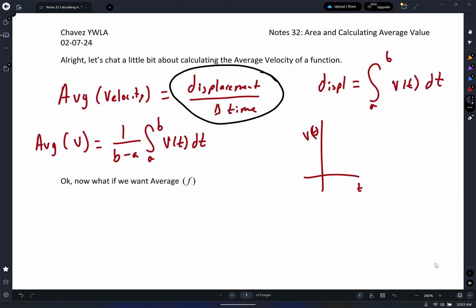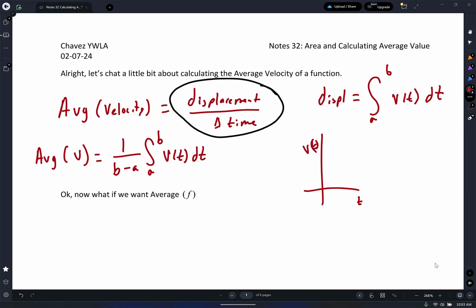I'm running out of space, so I'm going to write it over here. I could have written it like this: the integral from a to b of v of t dt. This is displacement divided by the change in time, b minus a. Do you guys see that? So that b minus a, I can just put 1 over b minus a, and that's the same thing as this expression divided by b minus a. Cool or not cool? Okay, this is how you find average velocity.